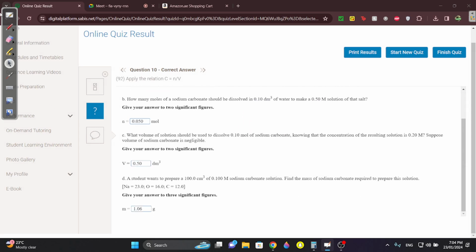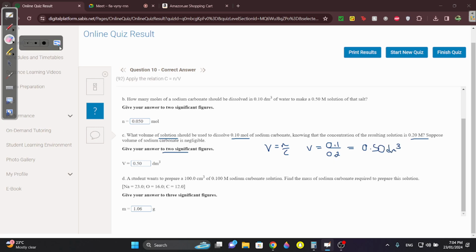Part C, what volume? So they want the volume. They gave 0.1 moles and they gave you 0.2 concentration. You know, V equals n over C. So V equals the moles, which is 0.1, over the concentration, which is 0.2. You get 0.5. With two significant figures, we'll have 0.50 dm cubed.